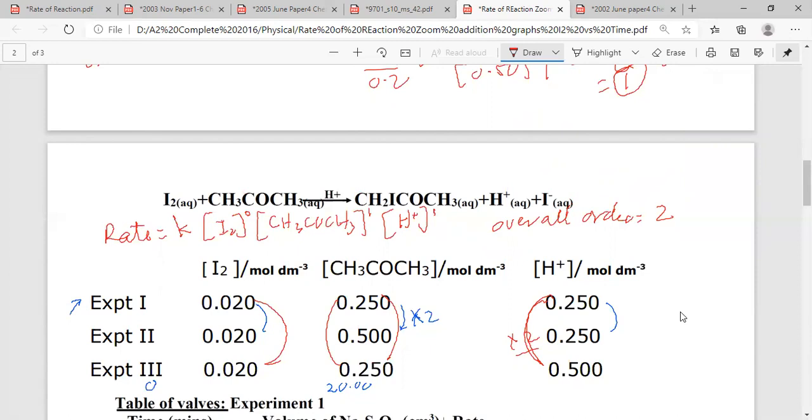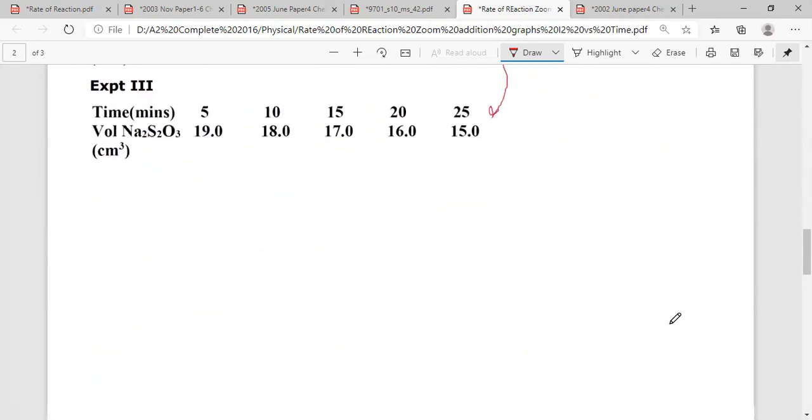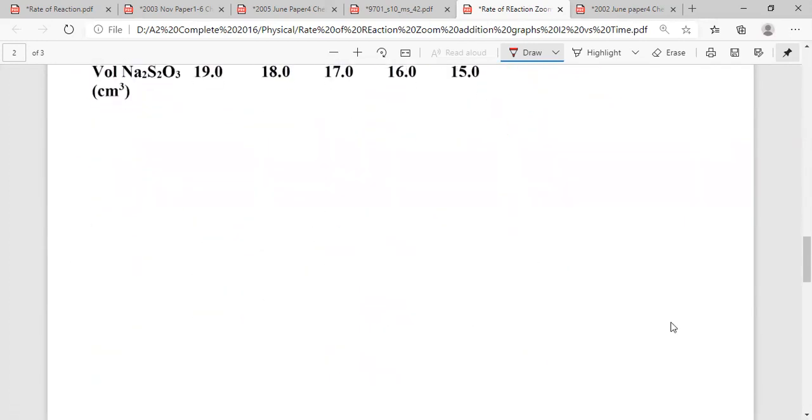I need three experiments to determine it. I keep this constant, because this experiment only involves titrating the iodine, but I can change all the others. First I changed the concentration of propanone. Second I changed the concentration of iodine, or H plus. Then from the graphs, I can deduce the orders. Actually, when you come to this later, you will see that I will use a table like this model. Later you will see how it's done.